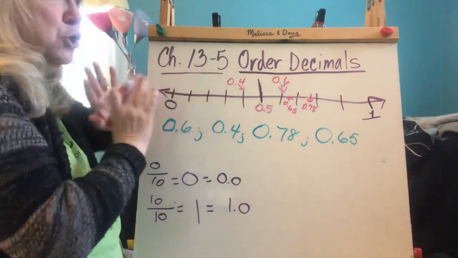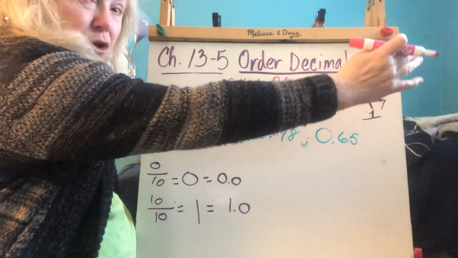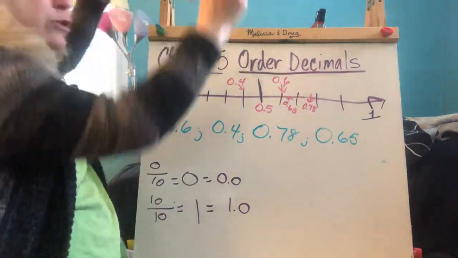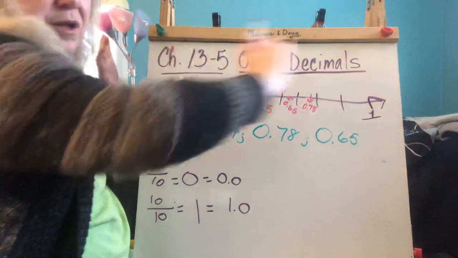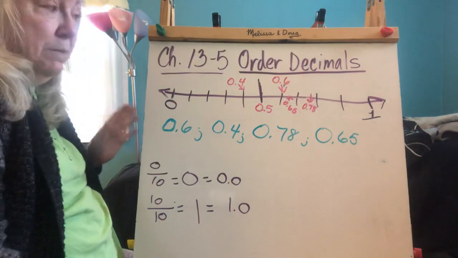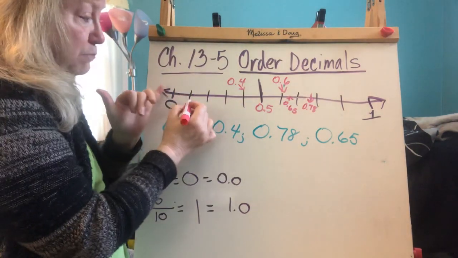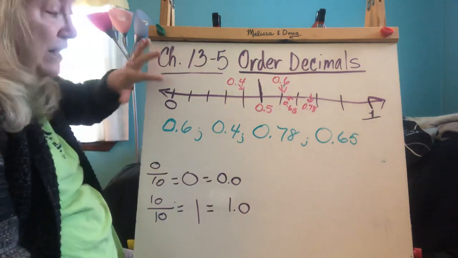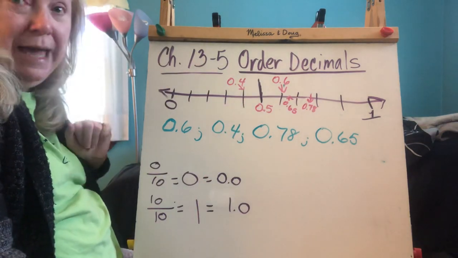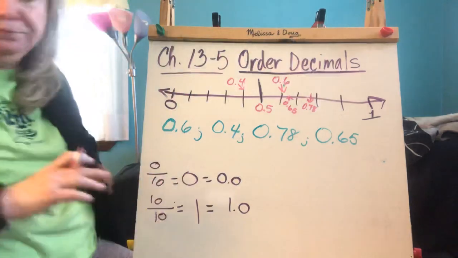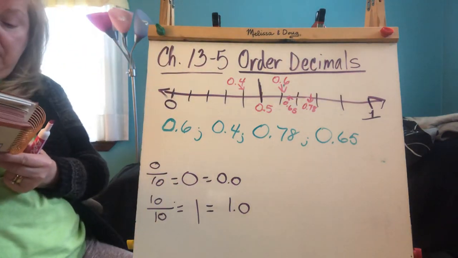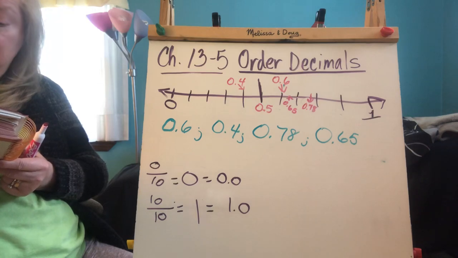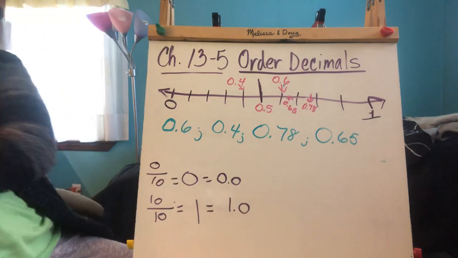But you could make yours the full width of the page, or you could even turn your notebook sideways and write it so that you have the whole width of the page, which will be much longer. And you can make these spaces between the tenths bigger so that if you want to label them, you can, but you don't have to label them. Alrighty, now that is the only thing that you have to learn for today.